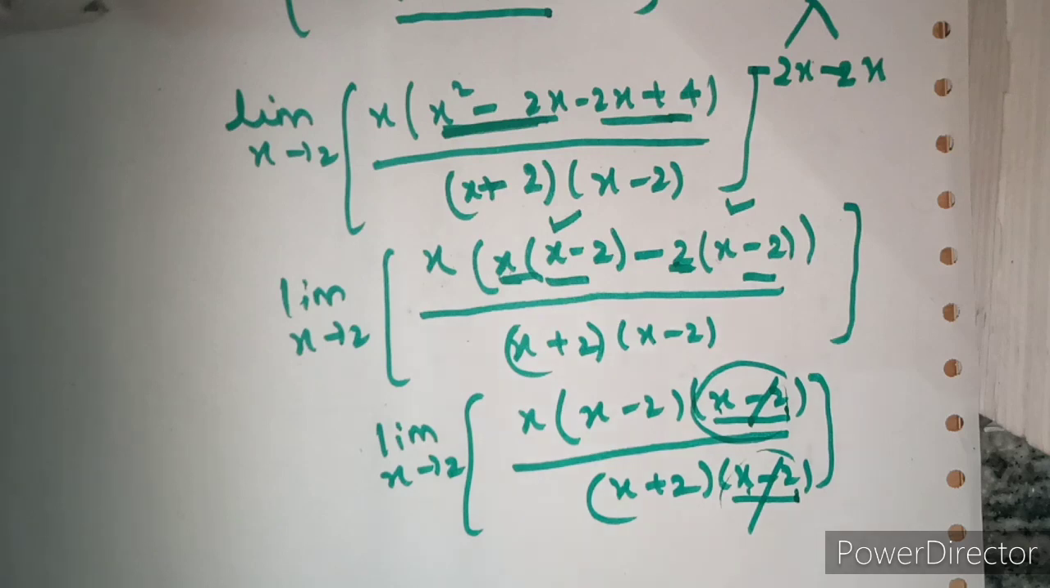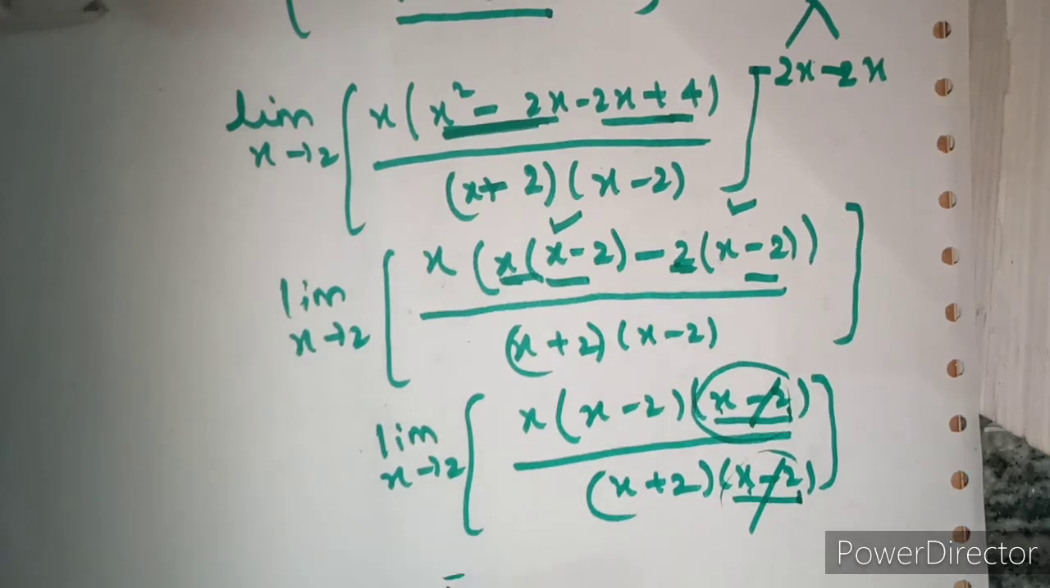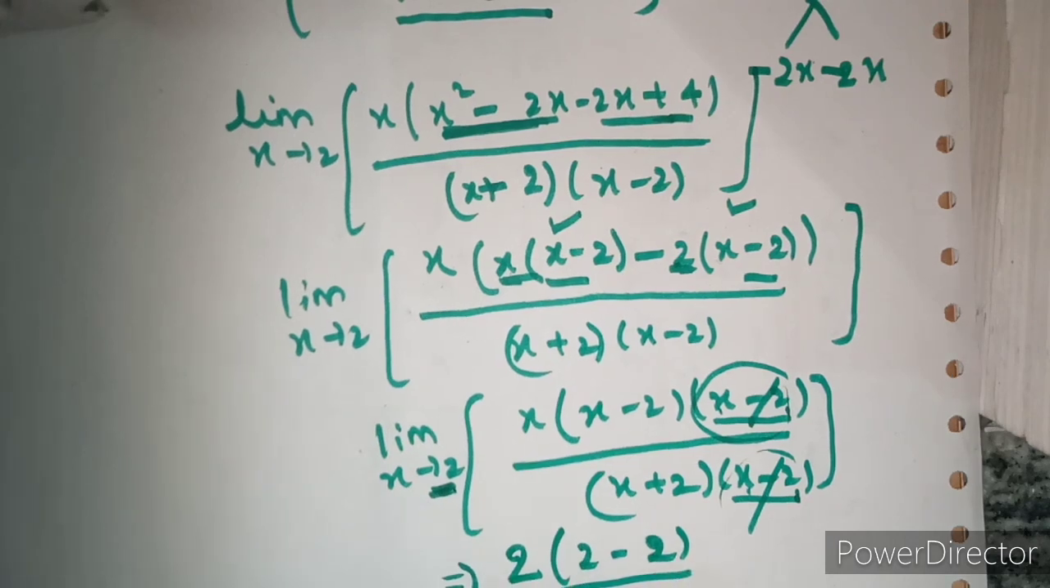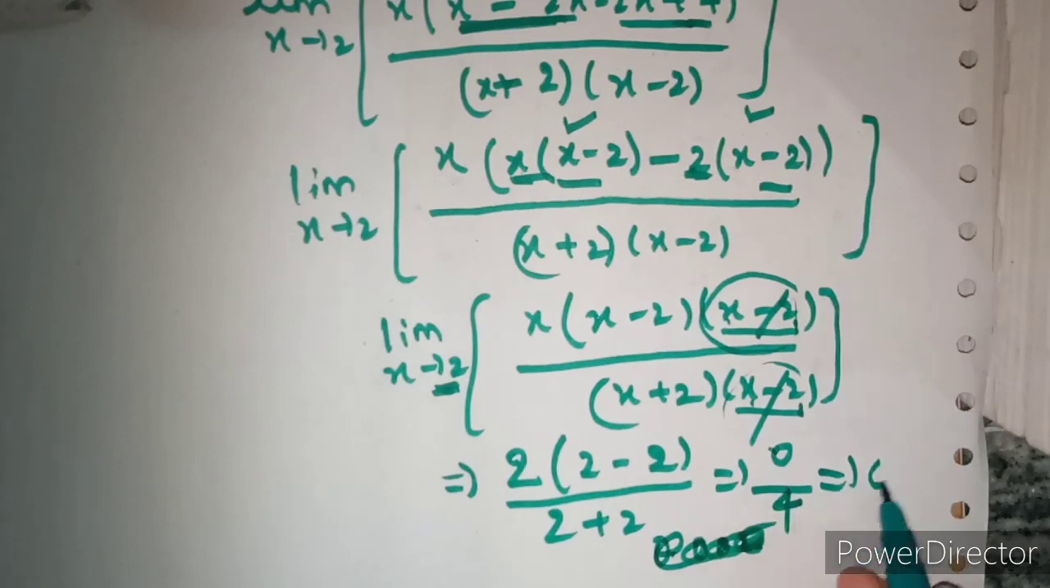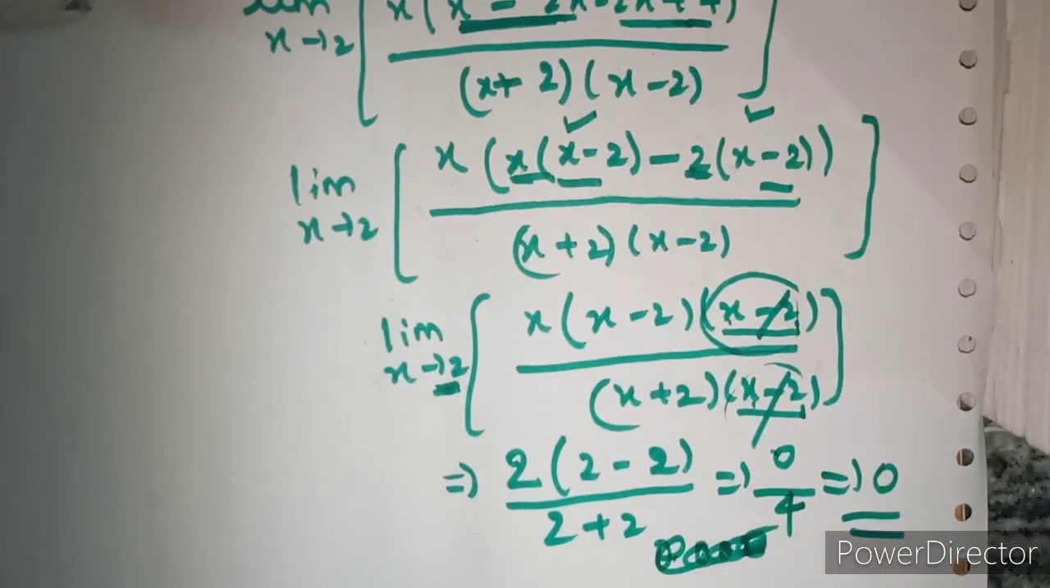Now substitute the limit value in place of x. Now substitute 2 in place of x. 2 minus 2 upon 2 plus 2. So 2 minus 2 is 0, 0 into anything is 0, upon 4. 0 by any real number is 0. So 0 is the required answer.